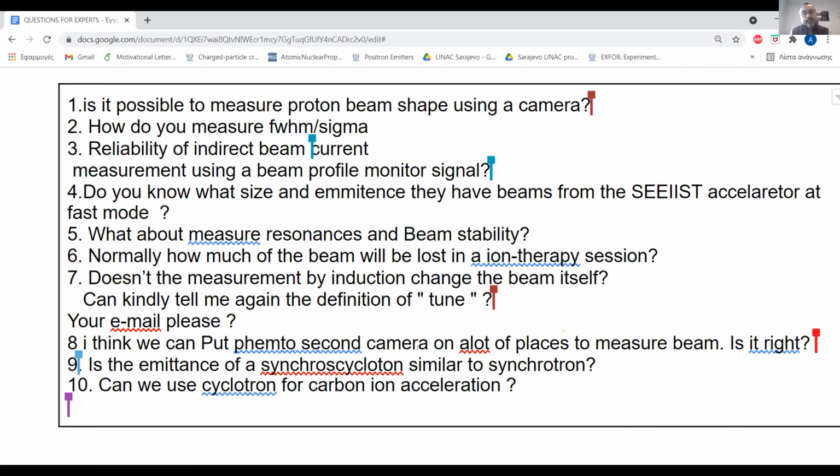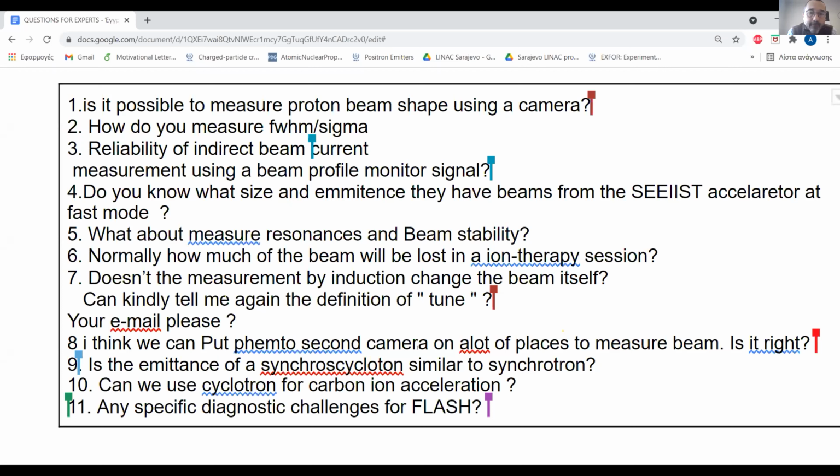Actually, because the beam is lost on the patient, there are a lot of neutrons coming out of the patient, which have to be shielded. So nobody can stay next to the patient, because if personnel stay regularly next to a patient, they get a significant dose. Doesn't the measurement by induction change the beam itself? Short answer is no. Longer answer is a little bit, but in principle, no, it does not.